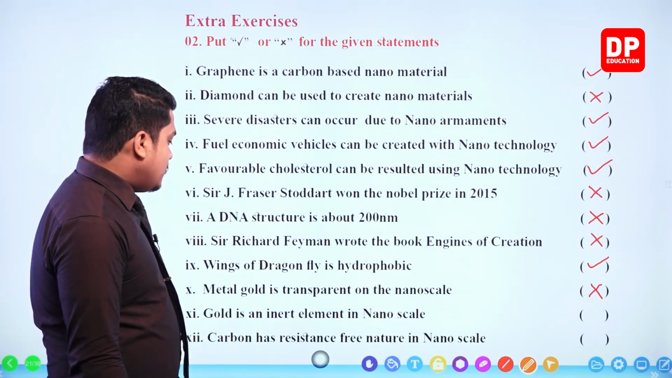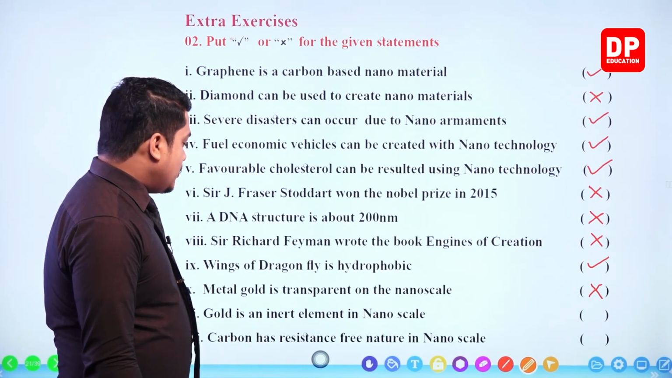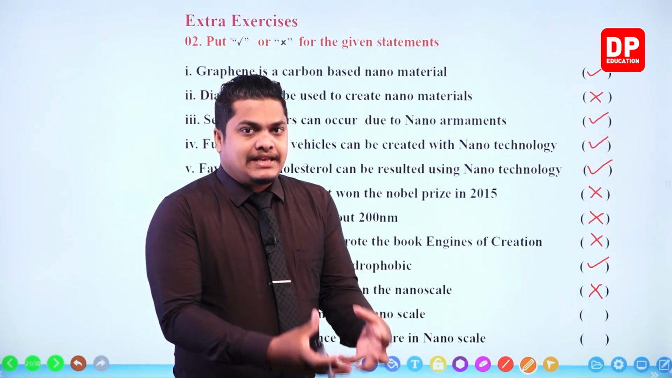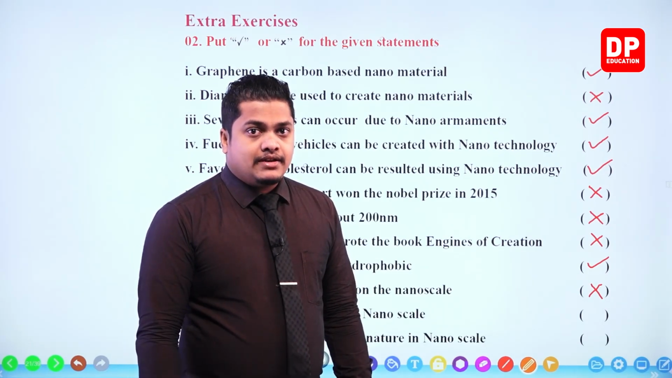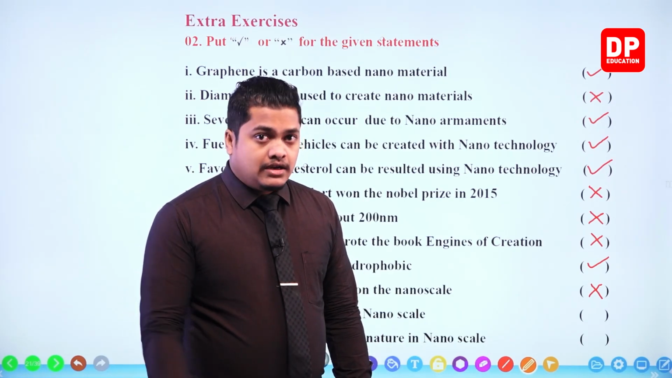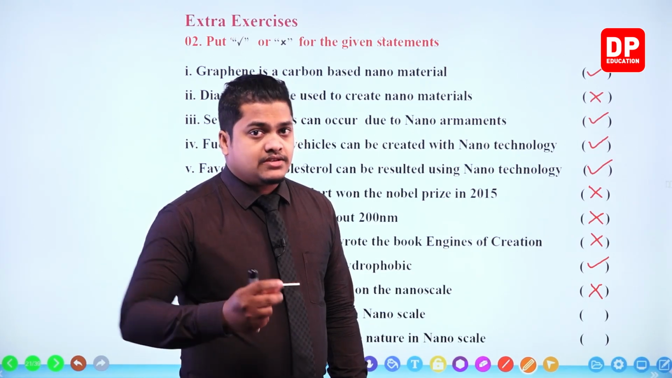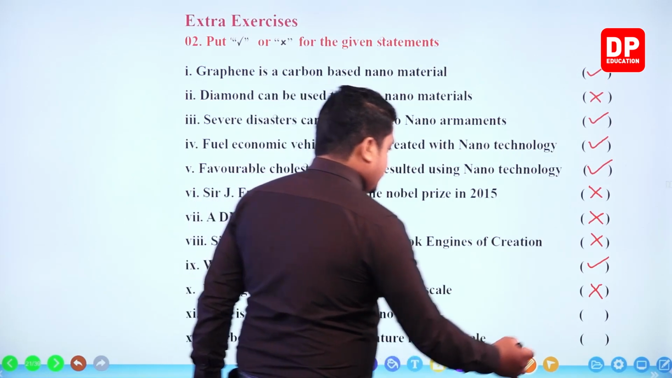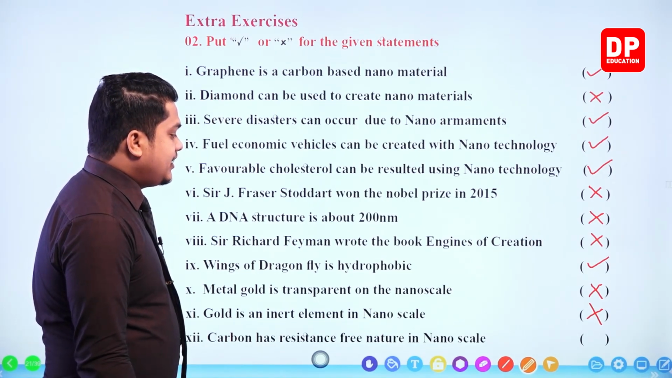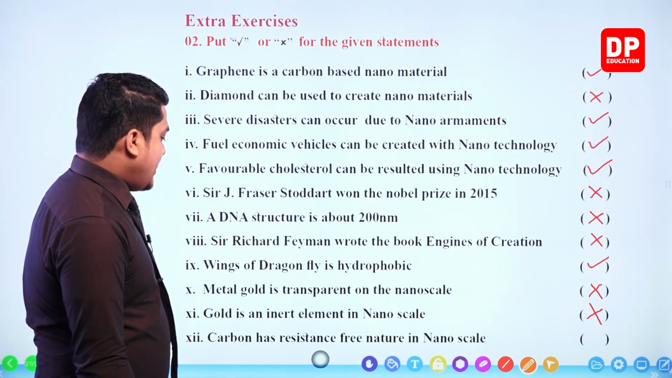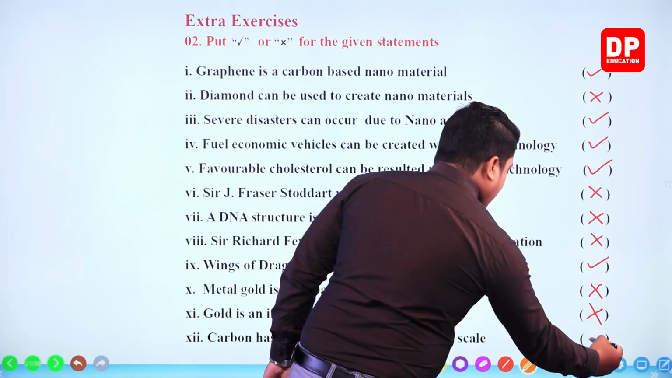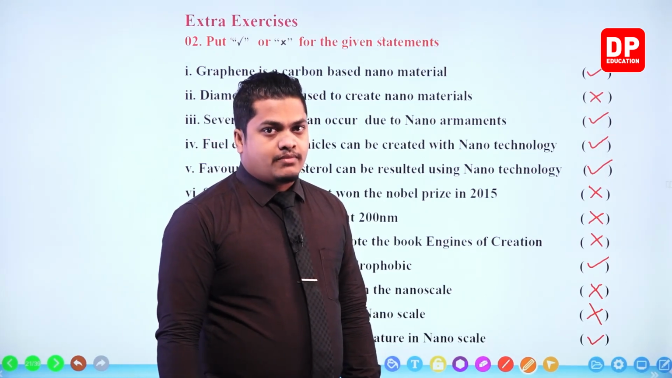Next one. Gold is an inert element in nanoscale. What do you mean by an inert element? Inert means, my dear children, inactive. Gold is not an inactive element in nanoscale. It's highly reactive, way more reactive. And it is going to show different colors according to the size of the nanoparticles. So this is totally incorrect. Gold is not an inert element in the nanoscale. Okay. Next one. Carbon has resistance-free nature in nanoscale. That is correct. No problem.